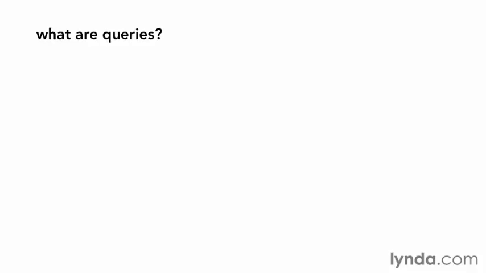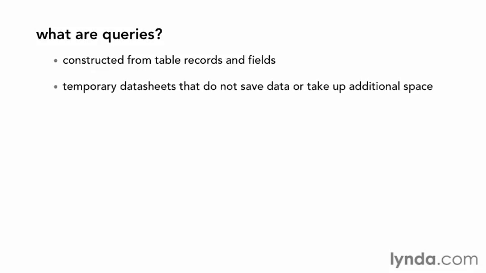Queries are temporary looks at your data that are constructed from the records and fields stored in your data tables. A query is literally a question that you ask of the data, and the result is returned as a temporary data sheet called a record set. Record sets merely display data. They don't store it permanently.